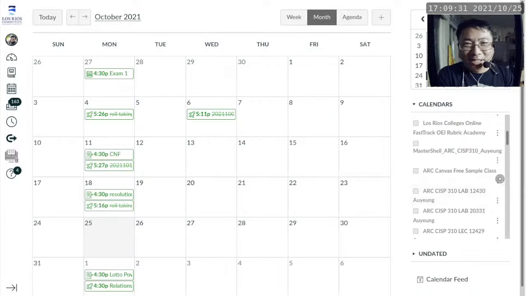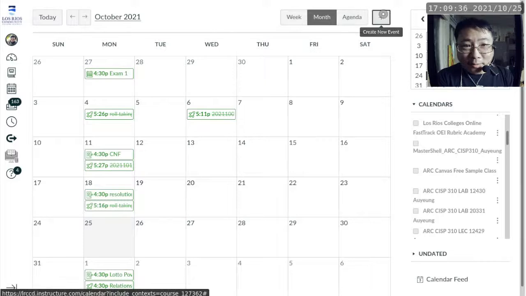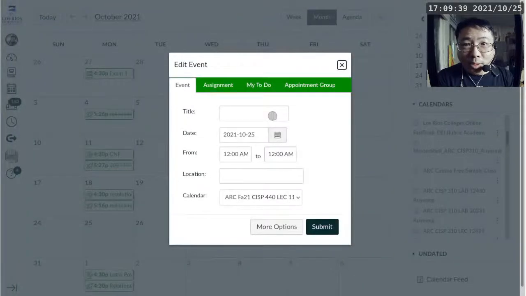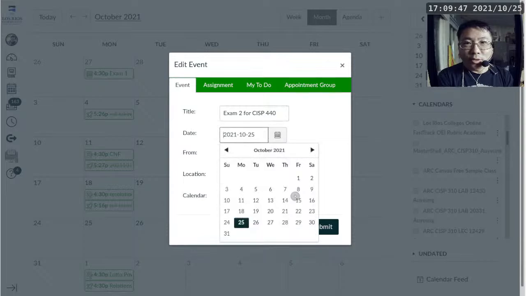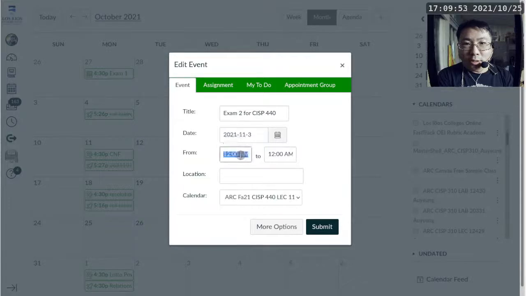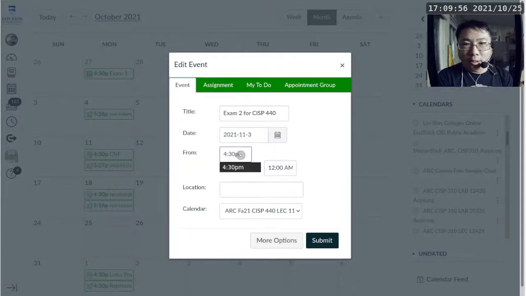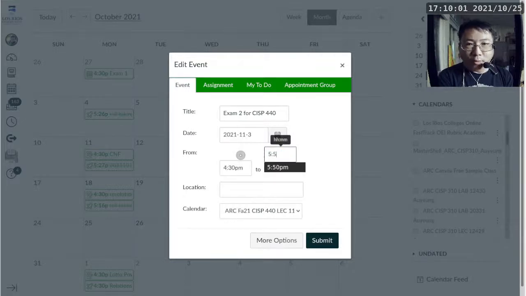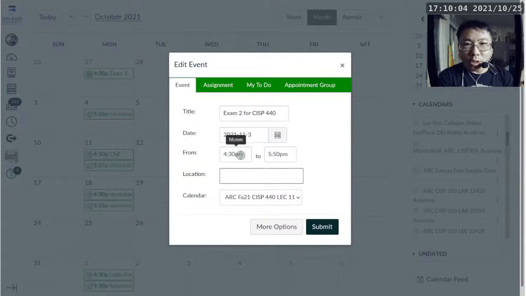All right, so let me see, how do I set up a new event in the calendar? Oh, the plus sign, right? I mean, that should be pretty clear. Exam 2 for CISP440. And the date is going to be next Wednesday. There we go. And the time, as usual, is from 4:30 p.m., which is our usual lecture time, to the end of the lecture for everyone, except for people with the DSPS paperwork. And the location is going to be online. There we go.